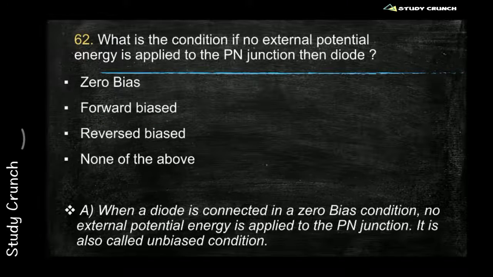Next, what is the condition if no external potential energy is applied to the PN junction? So it will be in the zero bias form, as when the diode is connected in a zero bias condition, there is no external potential energy which is applied to the PN junction.